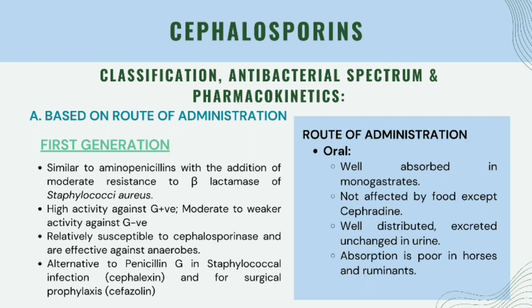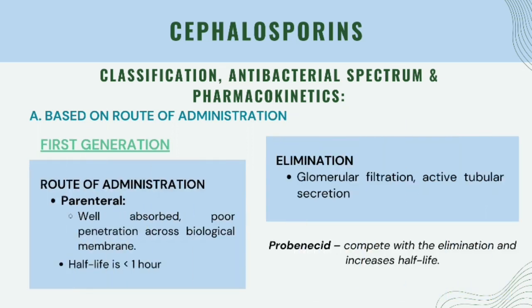Based on the route of administration, the oral administration of this antibiotic is well absorbed in monogastrics and not affected by food except cephradine. It is also well distributed, excreted unchanged in urine, and absorption is poor in horses and ruminants. In case of parenteral administration, it is well absorbed with poor penetration across biological membranes. Notably, cephalothin and cephapirin undergo metabolism to form a less active deacetyl derivative, which can influence their clinical efficacy and duration of action.